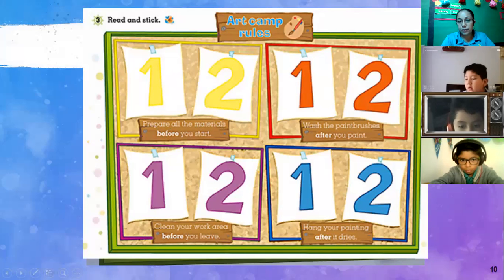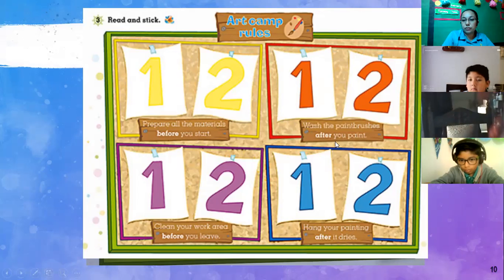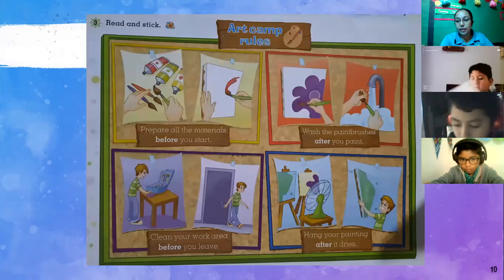Okay, what is the first action in this case? The first action is prepare all the materials before you start. That means you need to prepare the materials. This is the first action and then you start. Okay, excellent. Next one, wash the paintbrushes after you paint. What is the first action? The first one is paint. And the second action is wash the paintbrushes. I projected it here.